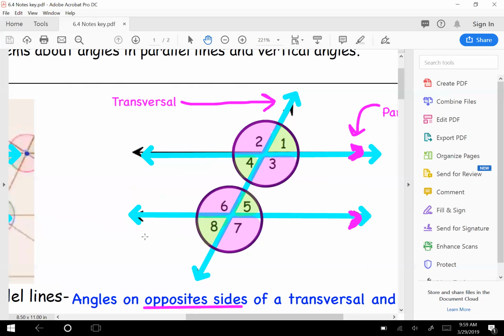What one would be above this parallel line, and on the left-hand side? 6. So 2 and 6 are corresponding angles. Okay. What corresponds to 1? 5. 1 and 5 are corresponding angles. Then if I have 4, which is below the line, what corresponds to 4 in the other line? 8. And 3 and 7. Okay, those are all our corresponding angles in the same general location.